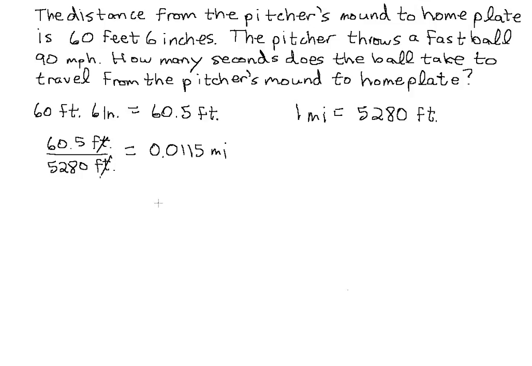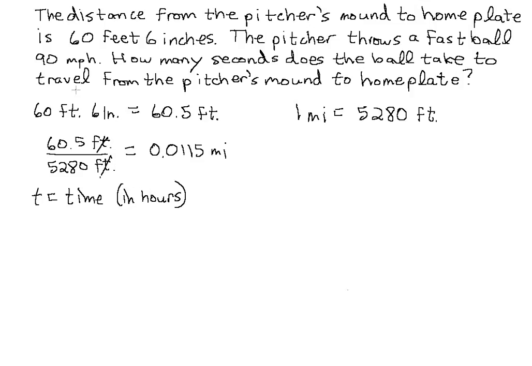So now we can set up our formula for rate of change. What we're looking for is how many seconds the ball takes to travel from the pitcher's mound to home plate. So we're looking for time. We're going to let t equal time, and this is going to be in hours. Remember, we're working with miles per hour right now. We have our distance converted into miles, so we're going to have our time be in hours. Let's set up our equation.